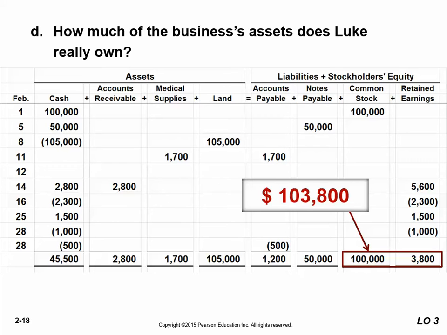Question D. How much of the business's assets does Luke, the shareholder, really own? That is the total stockholders' equity, which is common stock plus retained earnings, or $103,800.